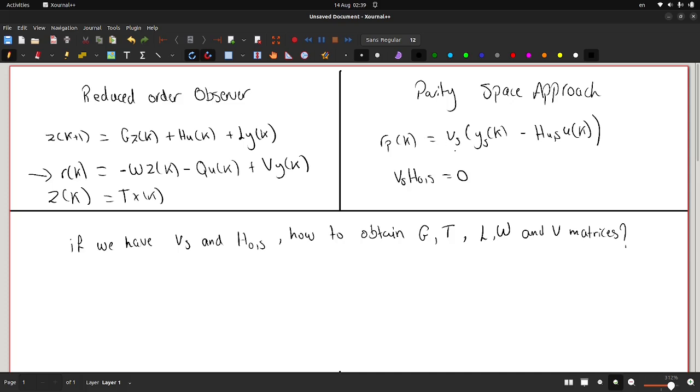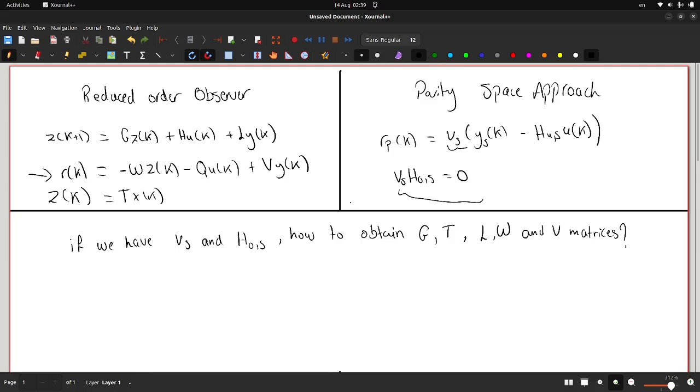Whereas the parity space approach is as follows. We have the residual signal as the parity vector times the output of the system minus H_OS times the input, whereas this condition has to be satisfied: the parity vector times H_OS equals 0.